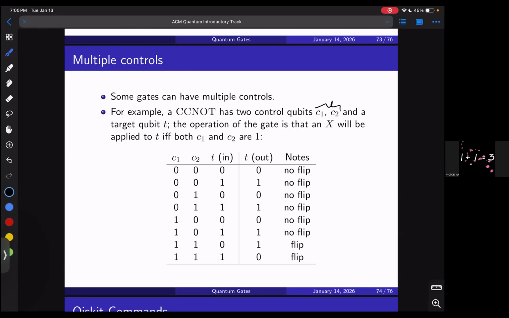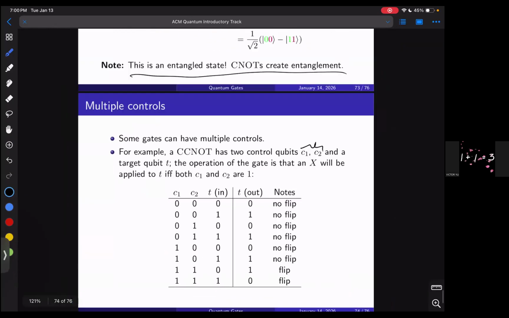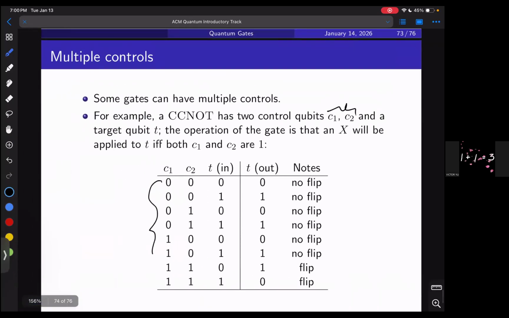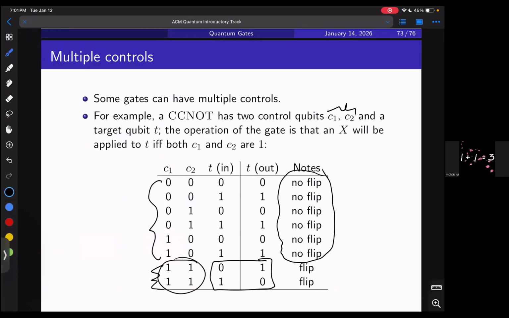If you can see this table, in these first 6 cases, at least one of the controls is in 0, so it does nothing to the target. But in these last 2 cases, both the controls are in 1, so it'll basically just flip the target. Does that make sense? So it's just a multi-controlled gate, and then you can keep going. You can do a triple-controlled NOT, or whatever.